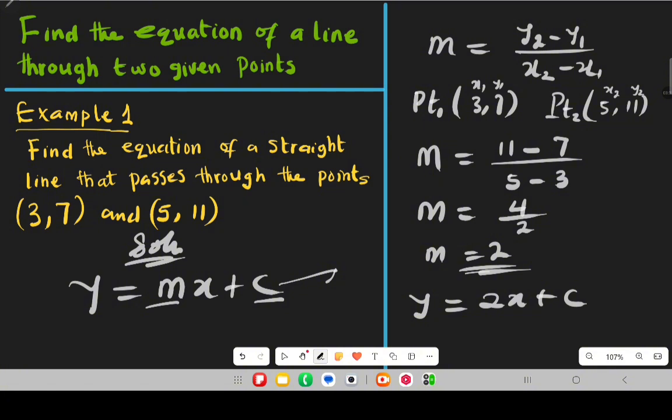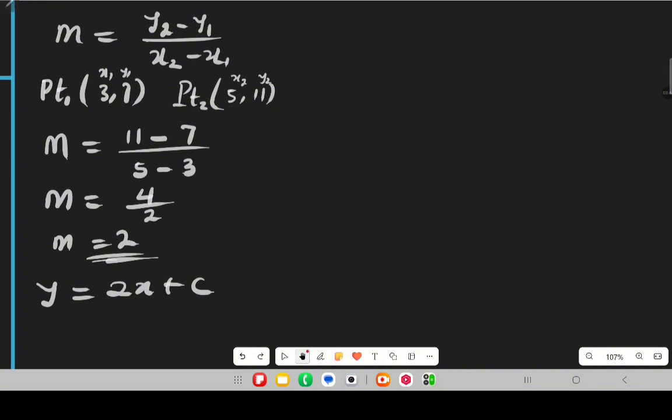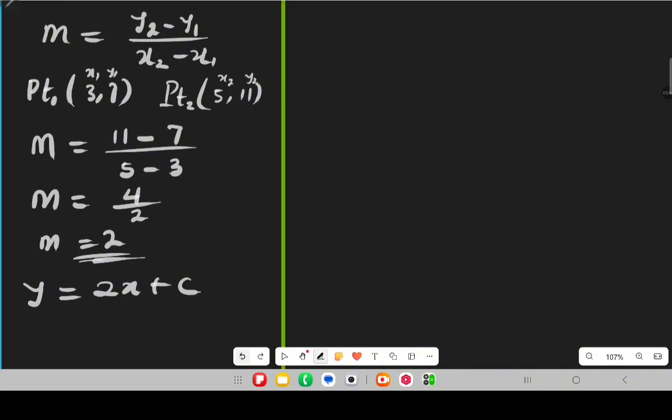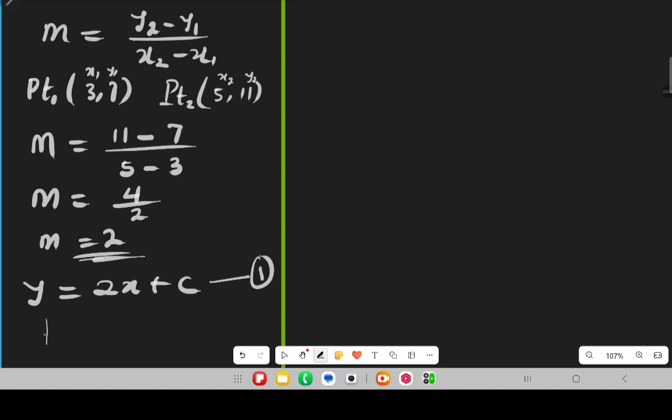Now we cannot stop here. We don't know the value of c. So what are we going to do? We take any of the points given to find c. Let's proceed and see how. We call this equation 1. If we choose the first point, (3, 7), where x is 3 and y is 7, let's put these values in equation 1.